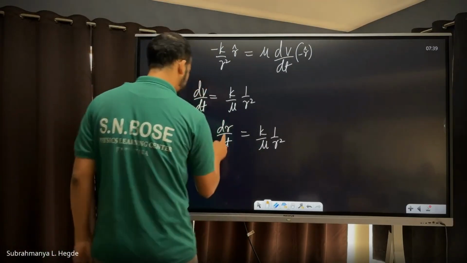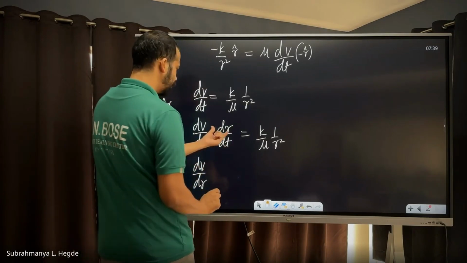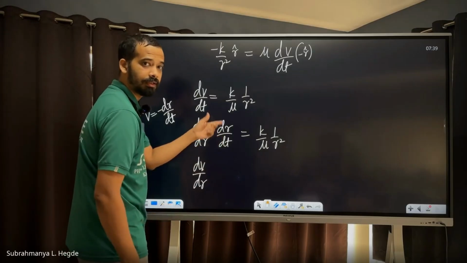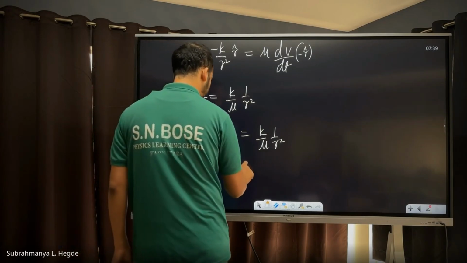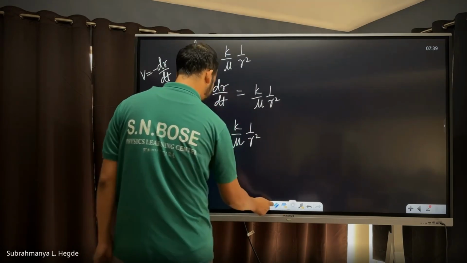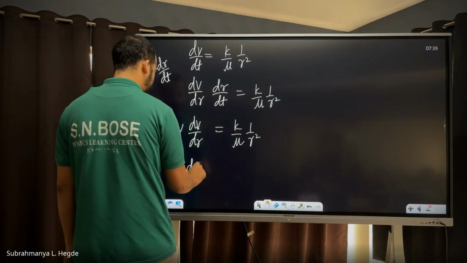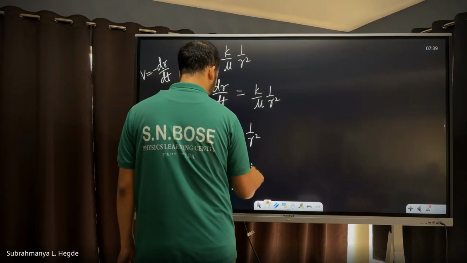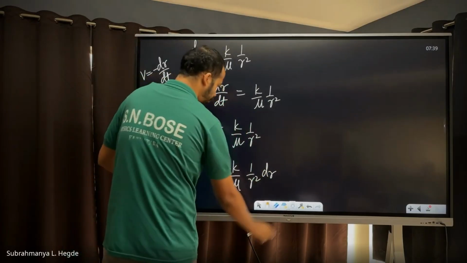When I substitute that, this will be dv by dr, and this one is minus v, because r is a decreasing function of time. So minus v dv by dr is equal to k by mu into 1 by r square. Now you can separate the variables. I will take the negative sign to the right hand side: v dv equals minus k by mu 1 by r square dr. Fine. Now you be careful.